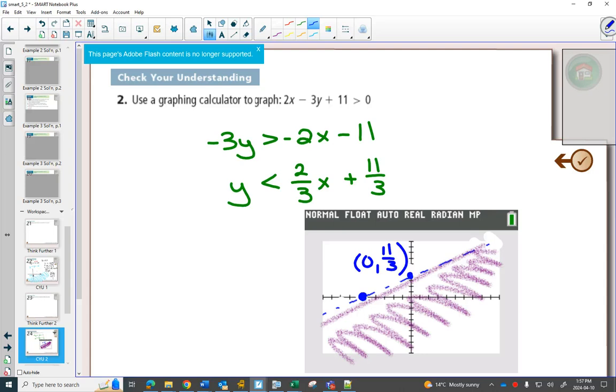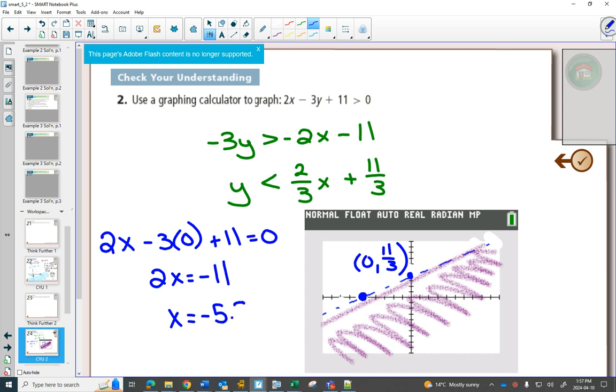A reminder, how do we find an x-intercept? Set y equal to 0. So if I plug in 0 for y, and I solve this equation, I'm going to get 2x equals -11. Not the nicest points. So graphing this one could be a little bit more difficult. Well, not more, just more of a hassle, more annoying.